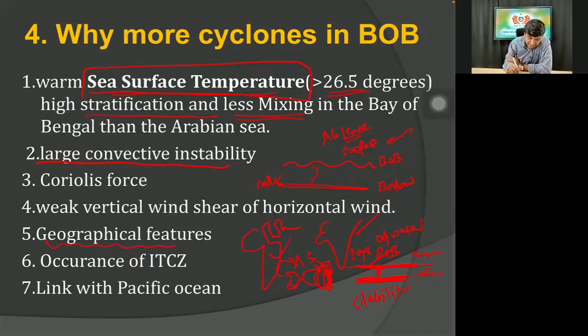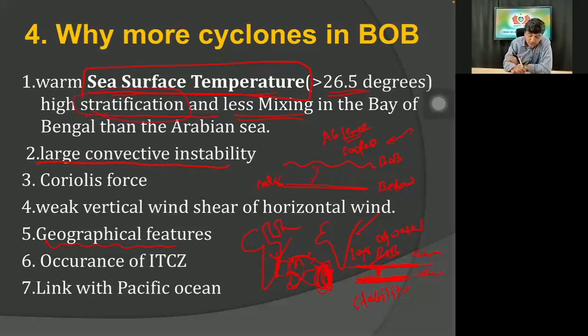So from Madagascar and the eastern coast of Africa, the wind will be reflected, and because of the wind, the water will mix here, and there is no stratification in the Arabian Sea. That is the most important point.